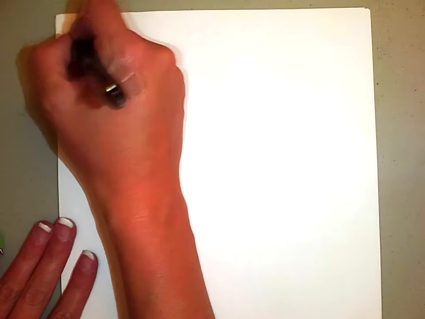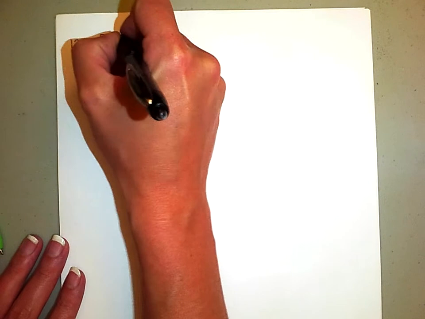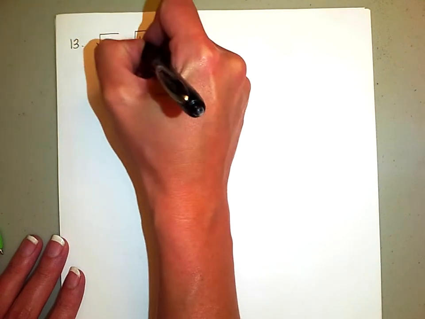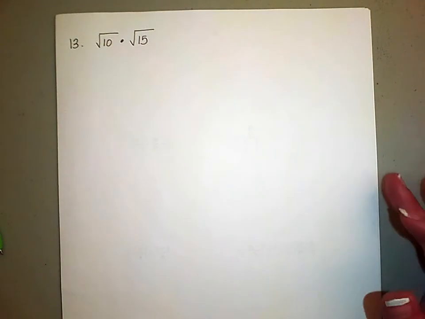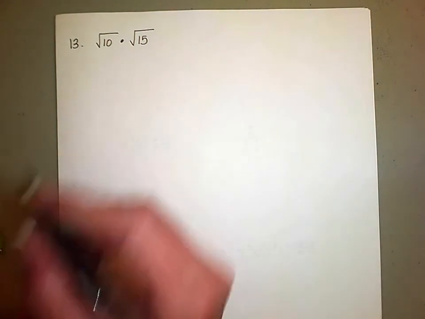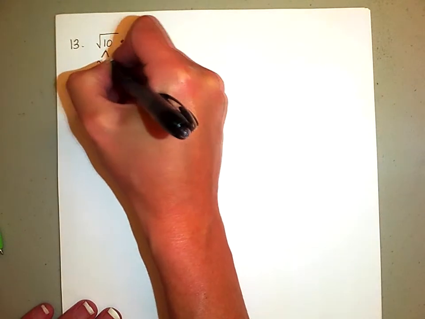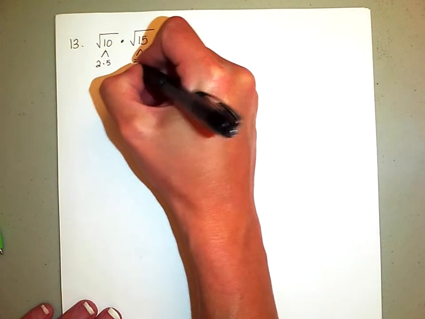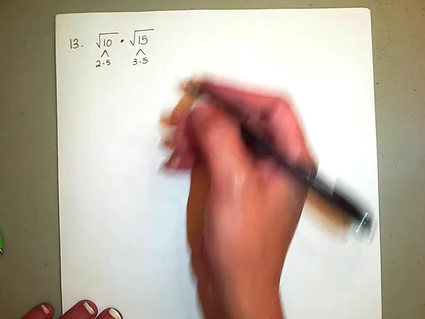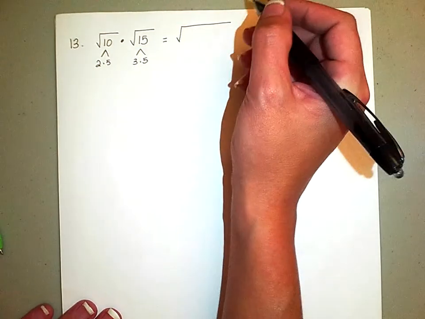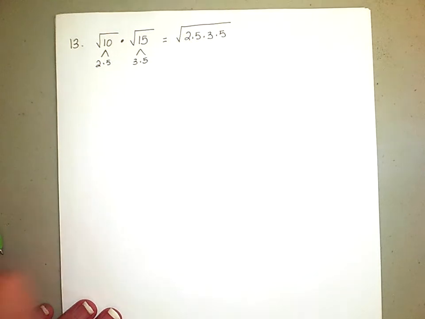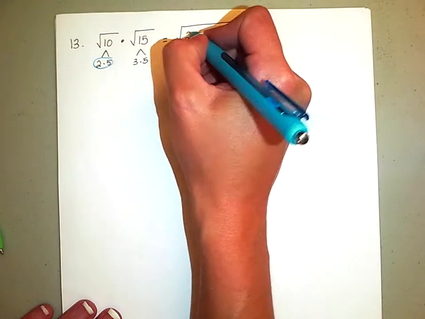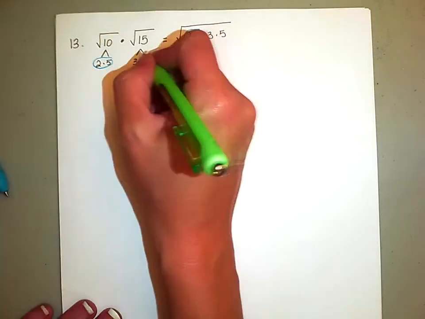Okay, so we were at number 13. In number 13, we have the square root of 10 times the square root of 15. Now, we could multiply these together, or let's just look at prime factorization right away. This is 2 times 5, and this is 3 times 5. So, even as we're multiplying it together, I get 2 times 5 times 3 times 5. We could just write 10 that way, and write 15 this way.